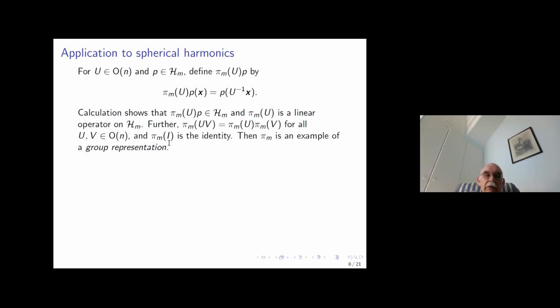And it's also true that if I take pi m of the identity matrix, then I get the identity operator on the space Hm. If I put in here the identity matrix, I don't change x at all, so I don't change the polynomial, so I get the identity. And this means that we have an example of what is known in algebra as a group representation.